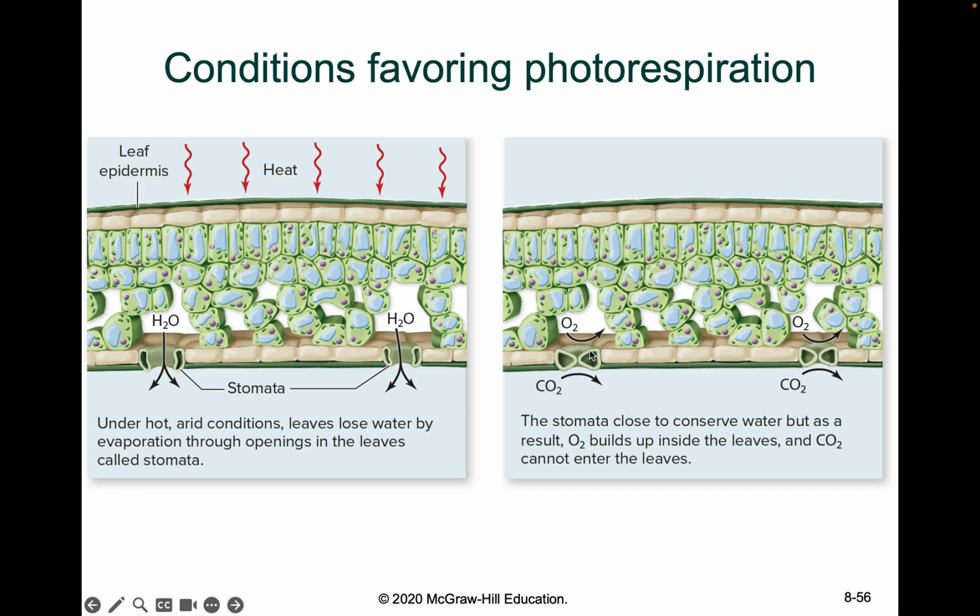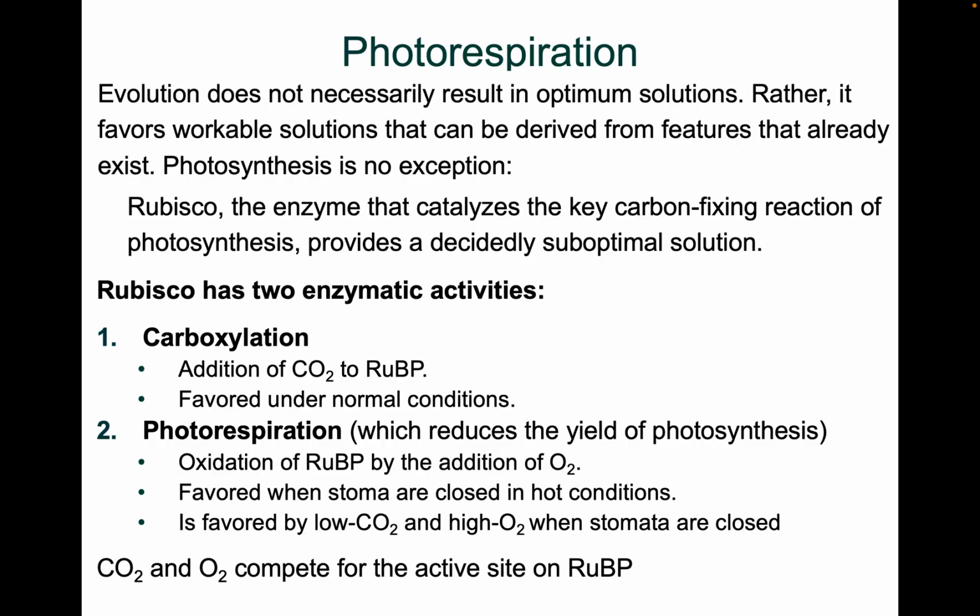So once they close the stomata to prevent this loss of water, oxygen is going to build up inside of the plants, and carbon dioxide is not going to be able to come in. So then suddenly inside of the plants, there's going to be a lot of oxygen. And this is going to really push the photorespiration, so the oxidation of RuBP, not the carboxylation of it, which then reduces photosynthesis.